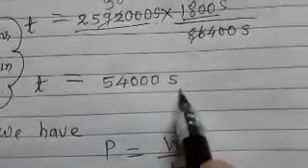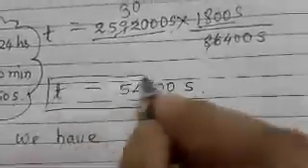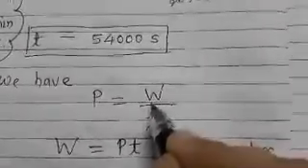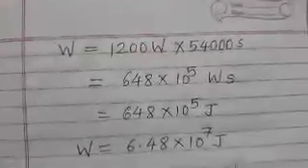here this will be 30 and we get 54,000 seconds. That will be the time that the iron is used in the month of April. We have the formula P equal to W upon T. We have to find W, and so W equal to P into T. We have the values, so let's put the values.